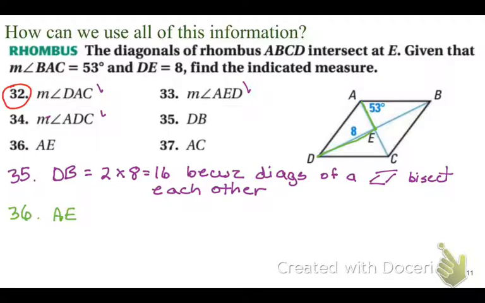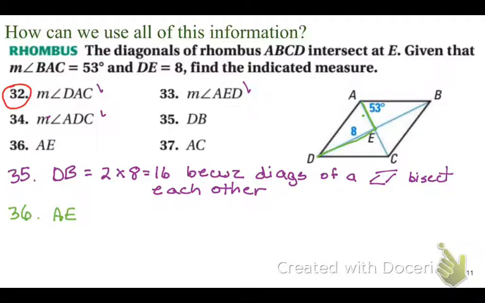But we have no idea what this length is, because remember, the diagonals of a rhombus are not necessarily equal to each other. That's reserved for the square. So we have to do something tricky here. So what do you think?